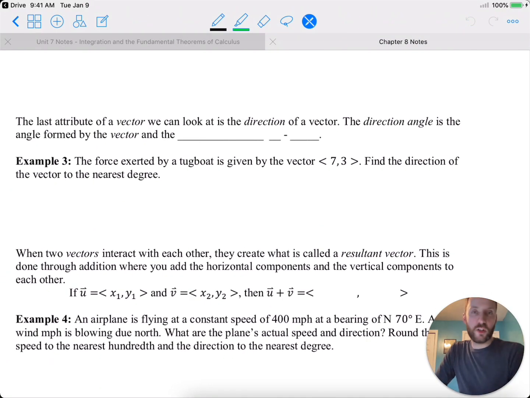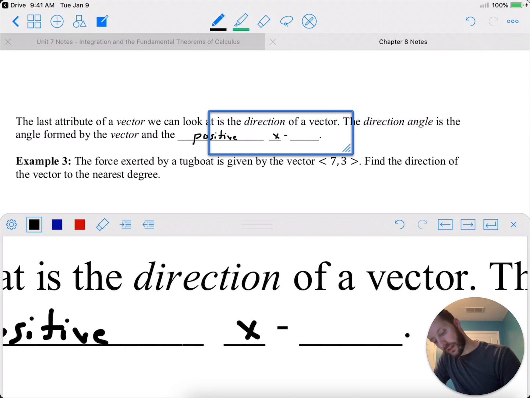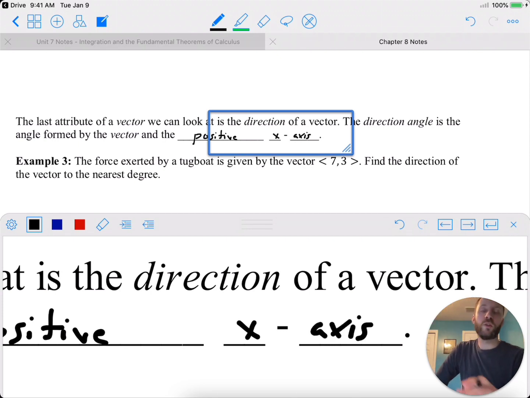You also want to talk about the direction of a vector, where it's going. A direction angle is the angle formed by the vector and the positive x-axis. So direction angle is very, very similar to angles on the unit circle that we looked at earlier in the chapter.